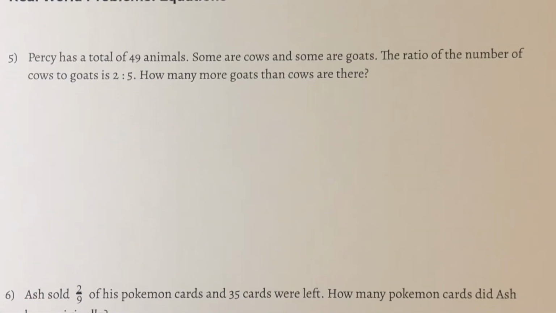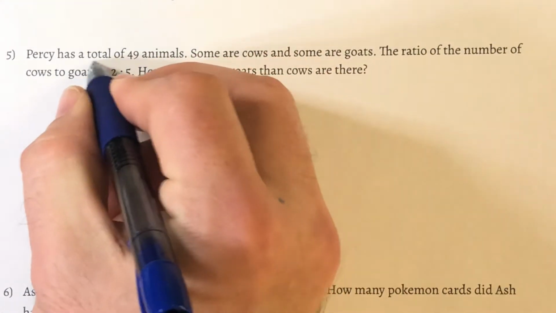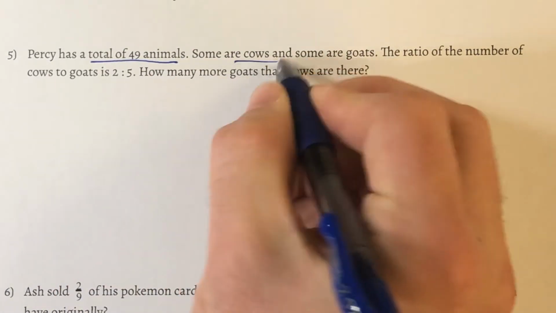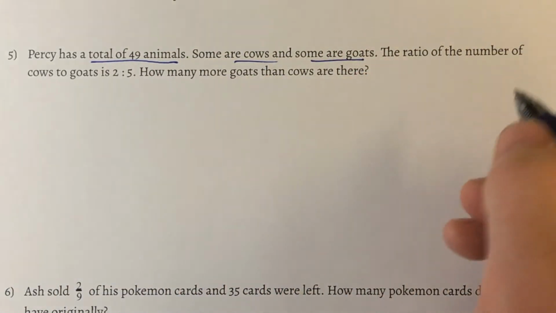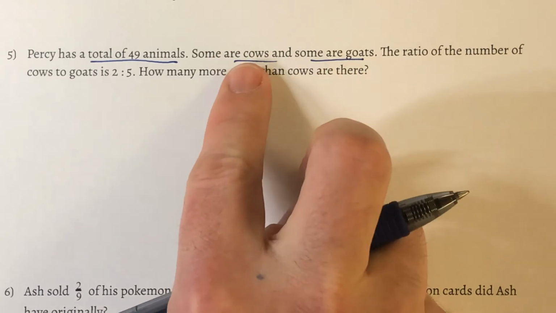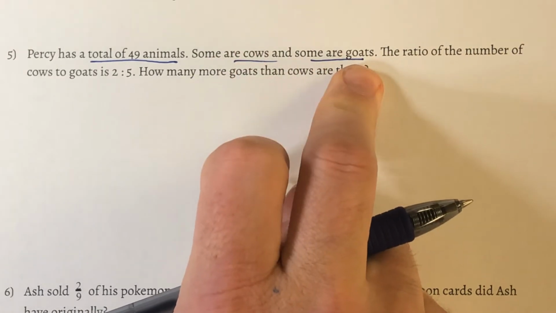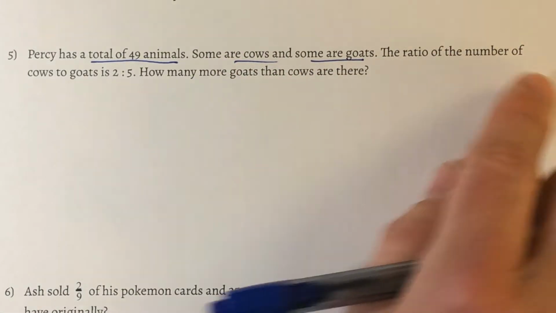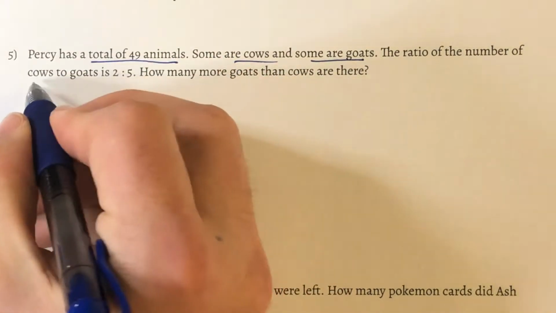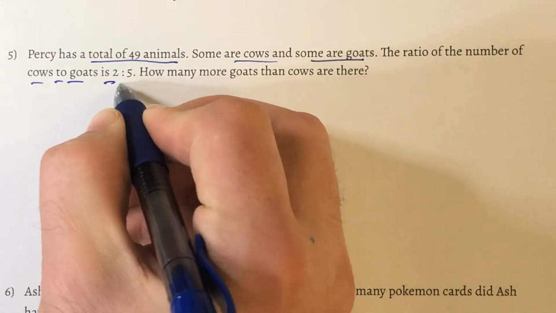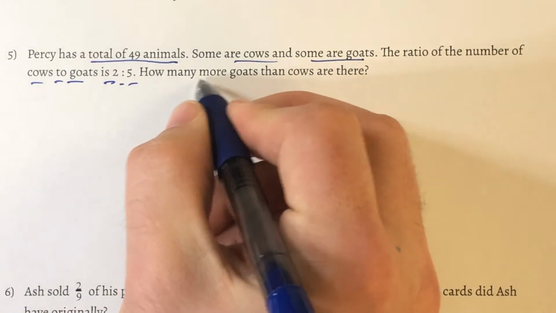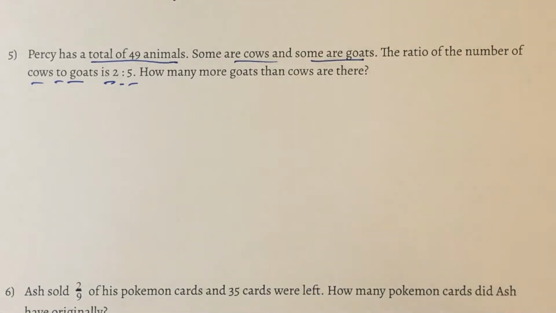All right, Percy has a total of 49 animals. Some are cows, some are goats. So there are two things I don't know. I don't know how many cows, and I don't know how many goats. The ratio of the number of cows to goats is 2 to 5. How many more goats than cows are there?